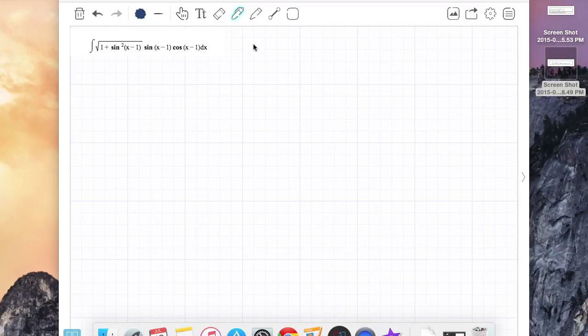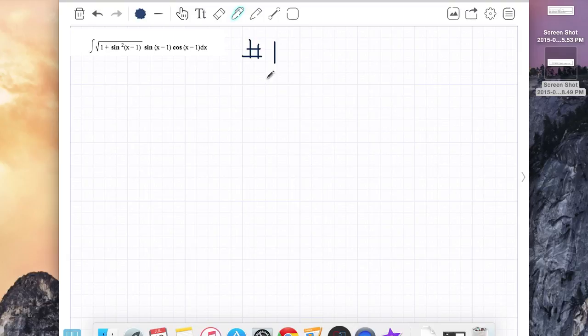Today's question asks, find the integral of this using u substitution. So I'm going to show you the various u substitutions we can do to solve this. This is question 1 of homework 4.